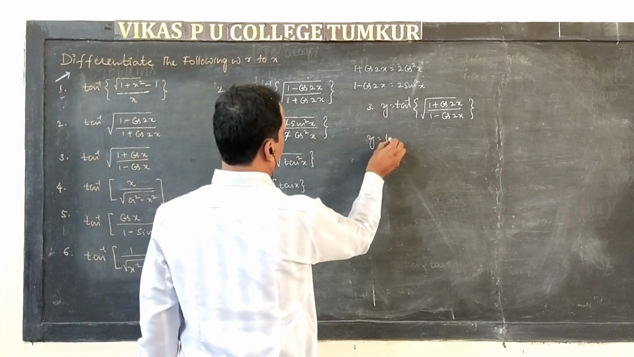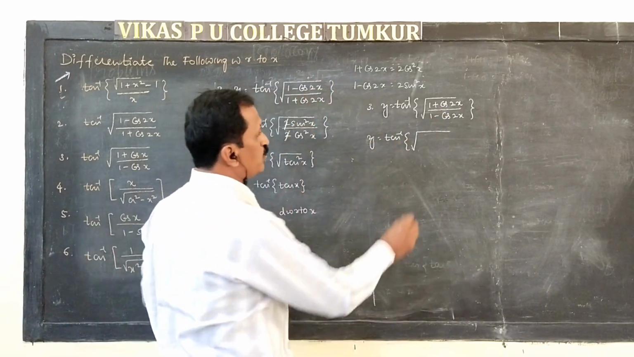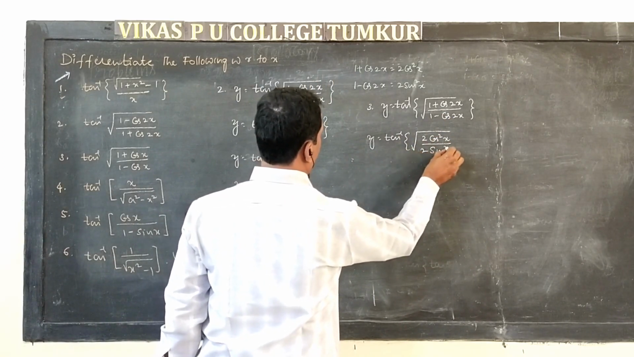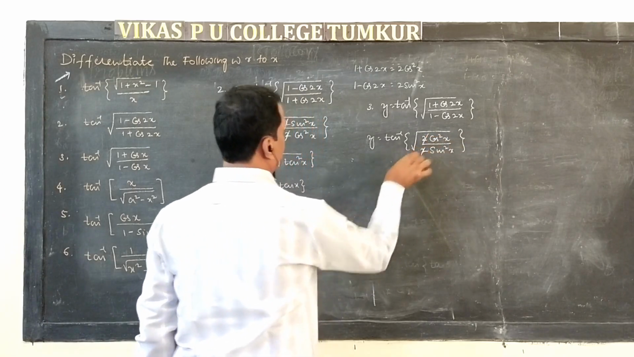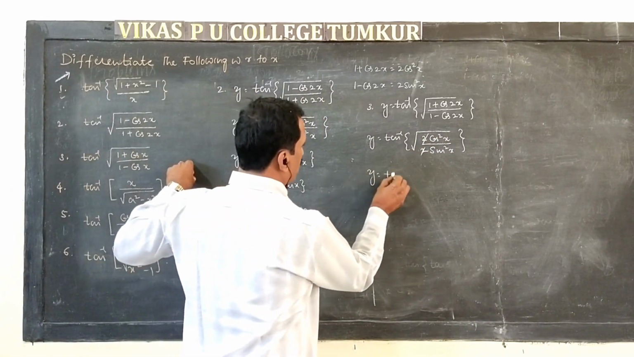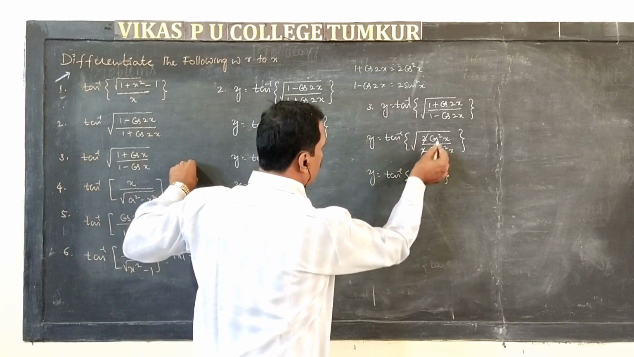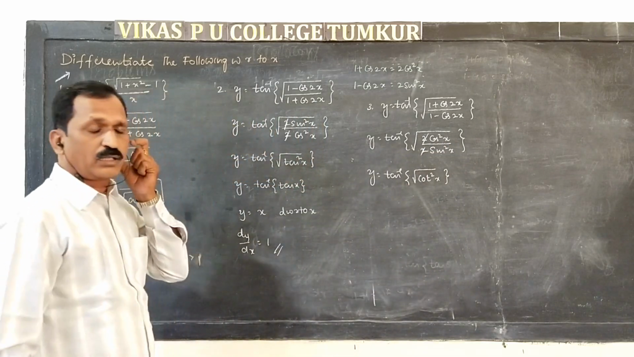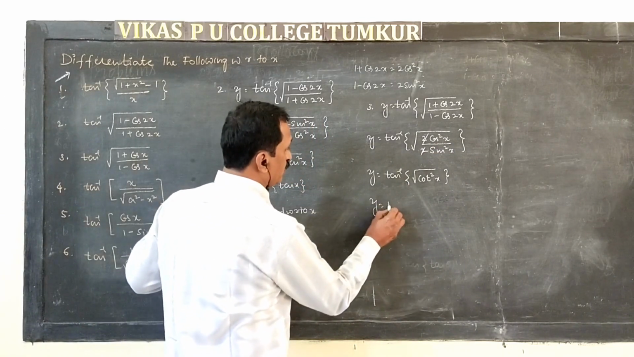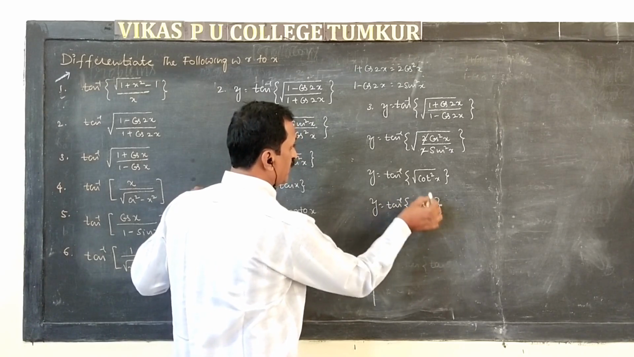Y is equal to tan inverse of square root of, 1 plus cos 2x is 2 cos square x, divided by 2 sin square x, that is 1 minus cos 2x, right? 2 cancels out. Then the value of y is equal to tan inverse of root of cot square x. Cos square x by sin square x is cot square x. Y is equal to tan inverse of root of cot square x, and cot x. The square root and the square cancel out.